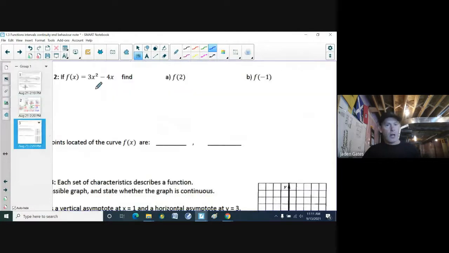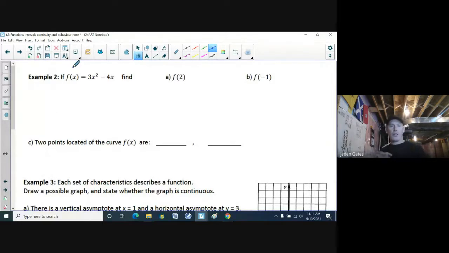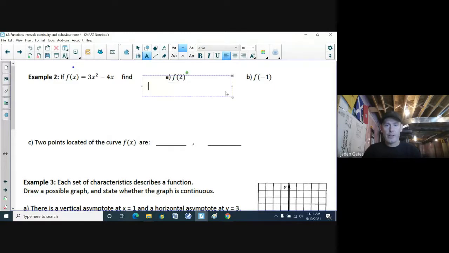All right, now let's see here. Function notation. This is something I definitely did in grade 11 for those of you who are in my class. Just a little recap of function notation. If I have a function f of x equals 3x squared minus 4x, find f of 2. What that means is, find y when x is equal to 2. That's all that means.